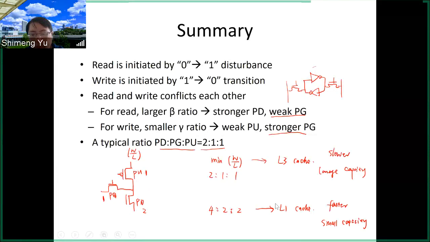So no matter L1, L2, or L3 cache, no matter which cache, they all use this 6 transistor SRAM. So from the circuit schematic point of view, they are the same. The only difference is how you size the W over L for different levels of the cache to balance the speed and your capacity.